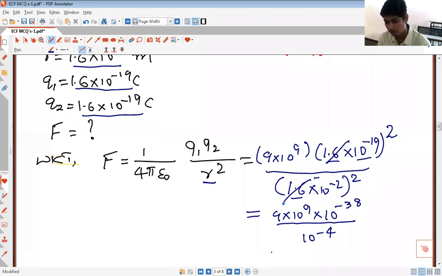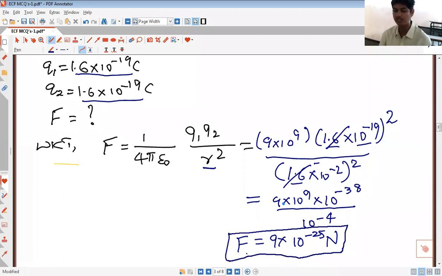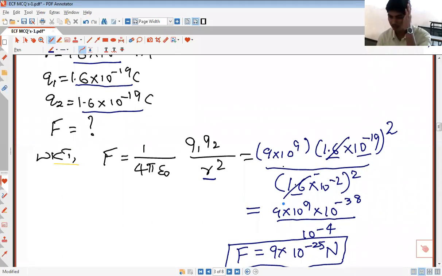So this becomes 9 into 10 power 9 minus 38. 9 minus 38 will be minus 29. The 10 power minus 4 in the denominator goes to the numerator as plus 4. Minus 29 plus 4 will be 10 to the power of minus 25 Newton. So the force between a proton and an electron when separated by a distance of 1.6 centimeter is 9 into 10 to the power of minus 25 Newton. Is the calculation clear?